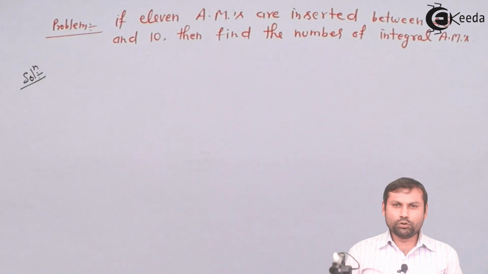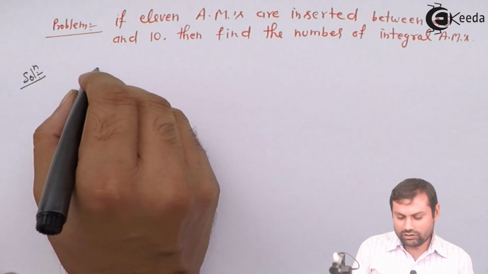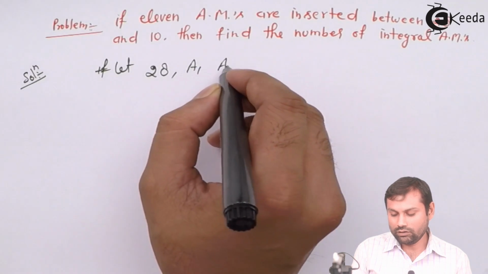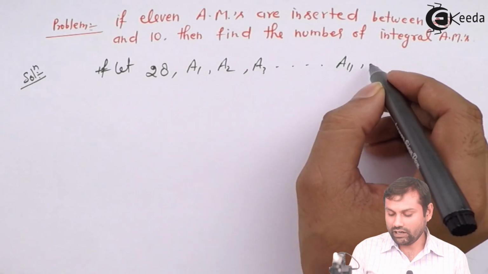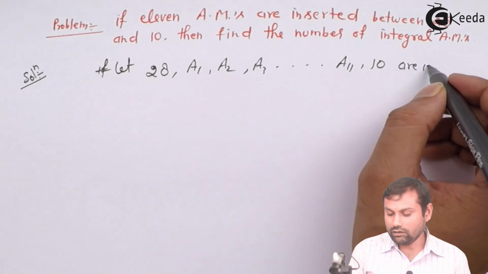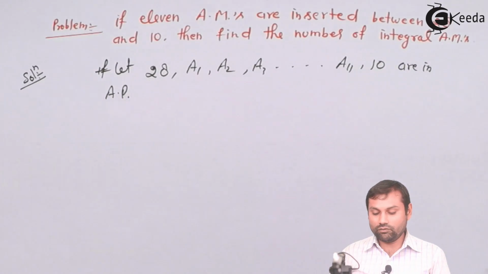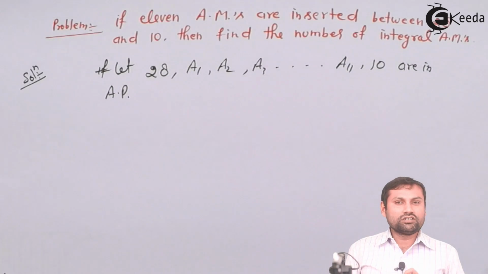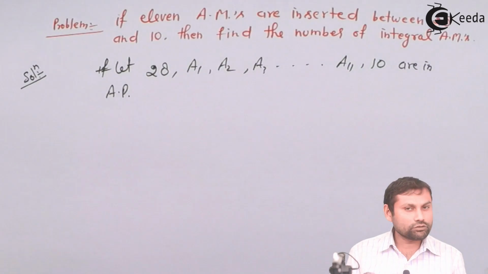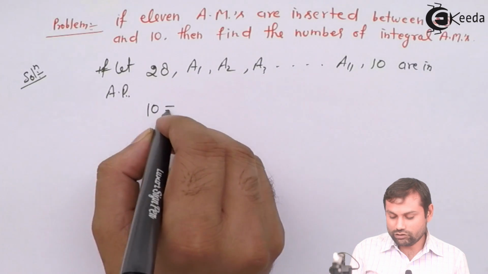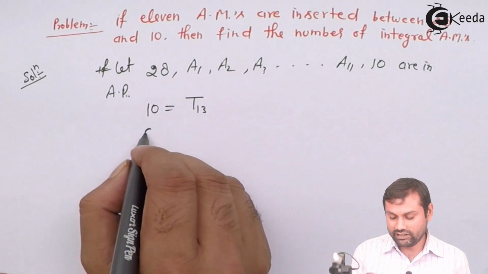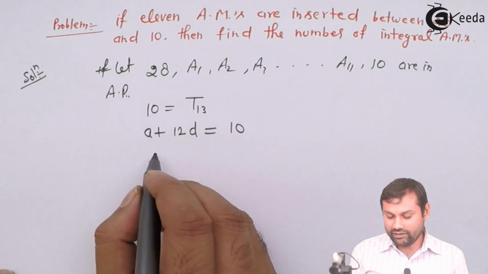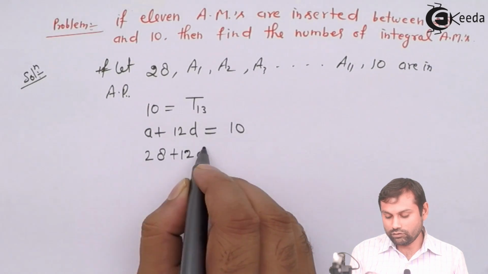Solution. Let 28, a1, a2, a3 up to a11 and 10 be in AP. If they are in AP and a1, a2, a3 up to a11 are inserted between 28 and 10, then there are a total of 13 terms. The 13th term is 10, so we can use that formula: 10 equals T13. T13 we can write as a plus 12d equals 10, where d is the common difference. a is already given as 28, so 28 plus 12d equals 10.